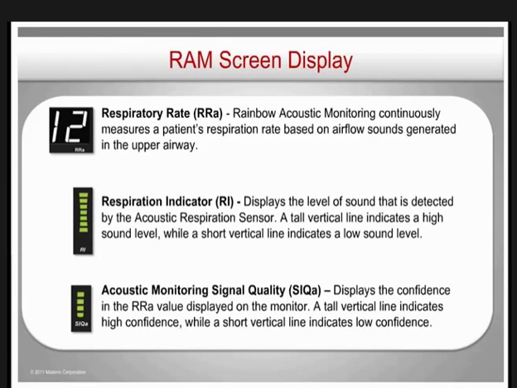The Rainbow Acoustic Monitoring Signal Quality, or SIQA, displays the confidence in the RRa value displayed on the monitor. A tall vertical line indicates high confidence, while a short vertical line indicates low confidence. During SpO2 only or combined SpO2 and Rainbow Acoustic Monitoring, the bar will be green.